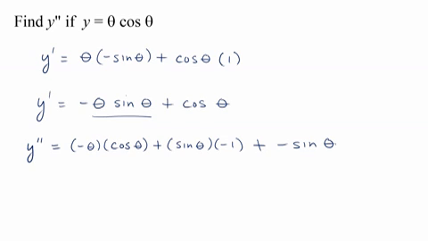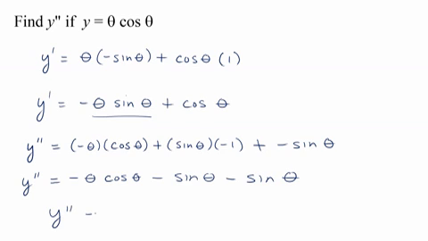It's time to simplify. So we have y double prime is equal to negative theta cosine theta minus sine theta minus sine theta. So one more simplification. Our second derivative is equal to negative theta cosine theta minus 2 sine theta.